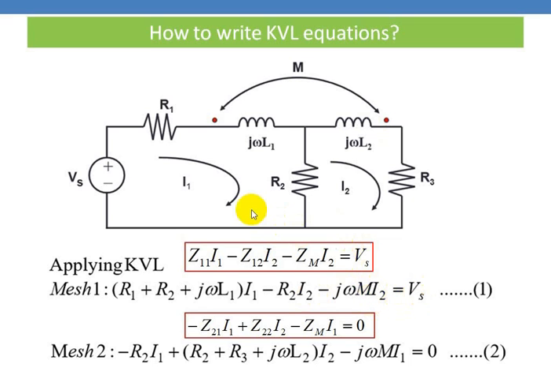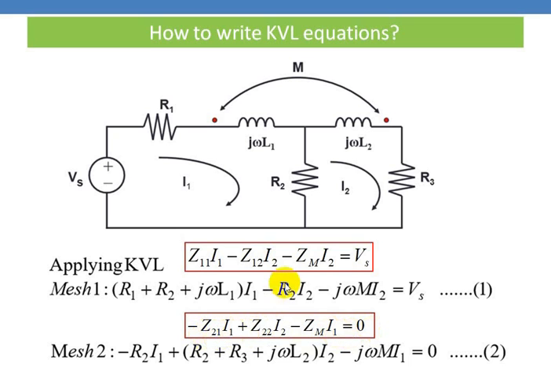So normally you used to write minus Vs equal to 0. If you write it on the right hand side, you can write straight away as Vs. Coming to the second mesh, the general form of writing is minus Z21 into I1 plus Z22 into I2 minus Zm into I1 equal to 0. Let us see one by one.